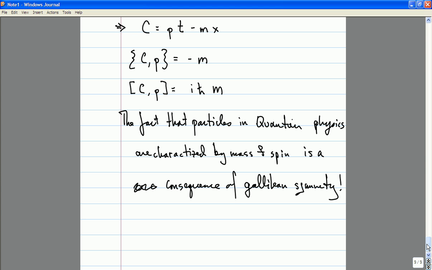But I think this is a great time to really sit back and think about why it is we characterize physical systems using the data that we do, and to see really that it's all a consequence of the symmetries of those systems.